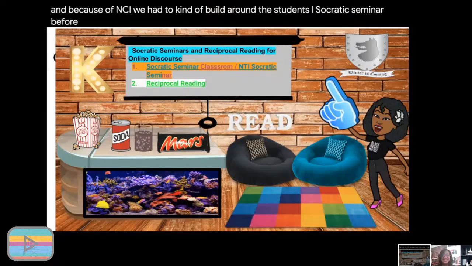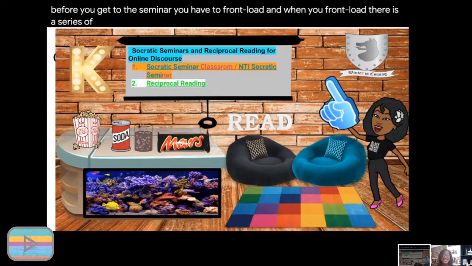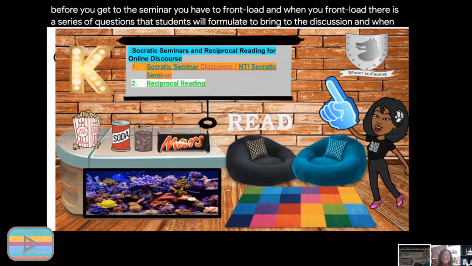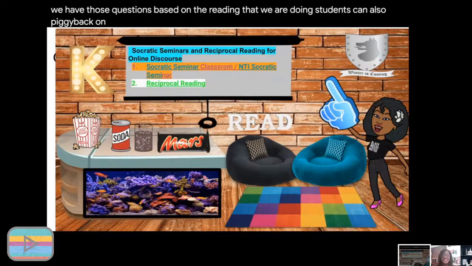Before you get to the seminar, you have to front load. And when you front load, there's a series of questions that students will formulate to bring to the discussion. And when we have those questions based on the reading that we are doing, students can also piggyback on others to build from those questions and create discourse in the classroom.